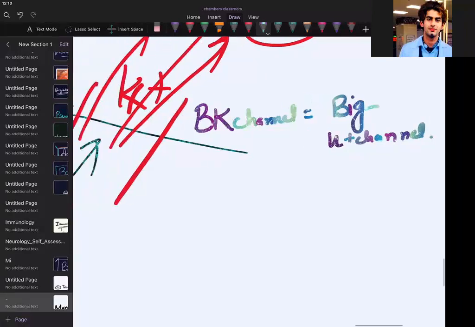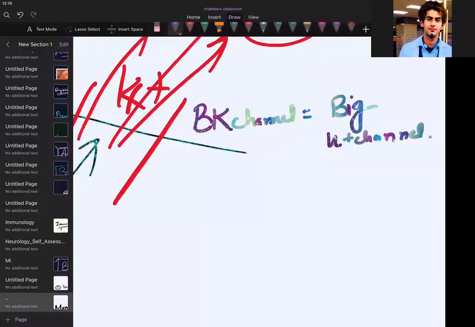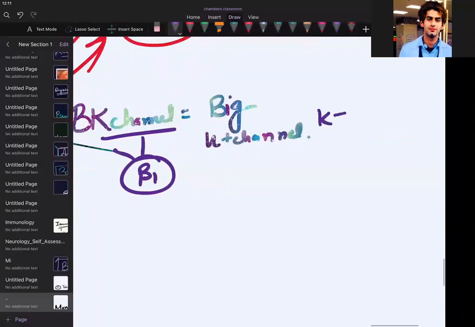Which subunit of the BK channel is stimulated? Beta 1. Let me write beta 1. Beta 1 subunit is stimulated. So what will happen if you are losing potassium? Are you increasing the membrane potential or decreasing? You are increasing the membrane potential. So more potassium efflux increases the membrane potential.